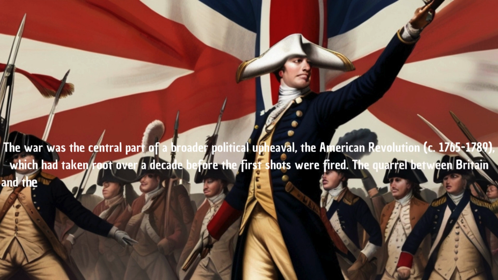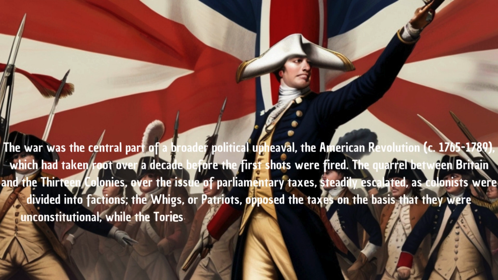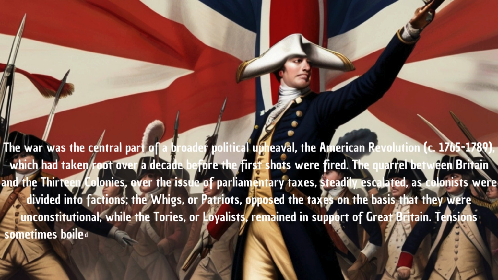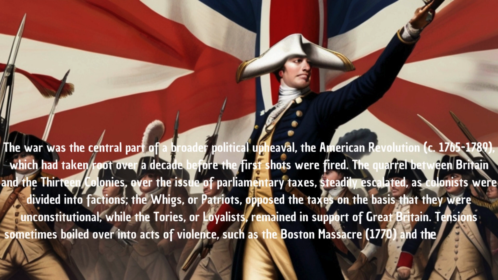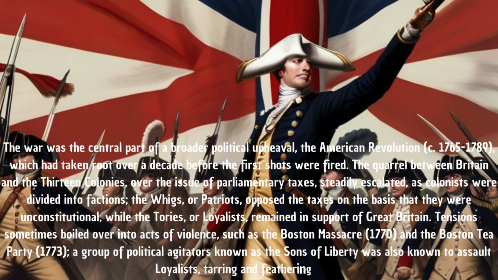The quarrel between Britain and the 13 colonies, over the issue of parliamentary taxes, steadily escalated, as colonists were divided into factions. The Whigs, or Patriots, opposed the taxes on the basis that they were unconstitutional, while the Tories, or Loyalists, remained in support of Great Britain. Tensions sometimes boiled over into acts of violence, such as the Boston Massacre, 1770, and the Boston Tea Party, 1773. A group of political agitators known as the Sons of Liberty was also known to assault Loyalists, tarring and feathering them.